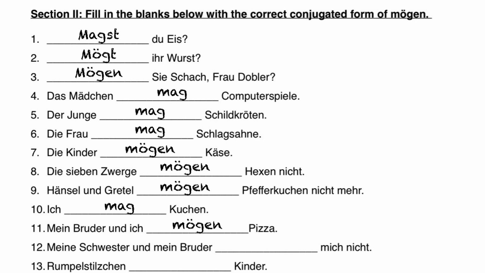Meine Schwester und mein Bruder something mich nicht. In this sentence we have my sister and my brother as the subject, and so we have to use here the they form, mögen. Meine Schwester und mein Bruder mögen mich nicht.